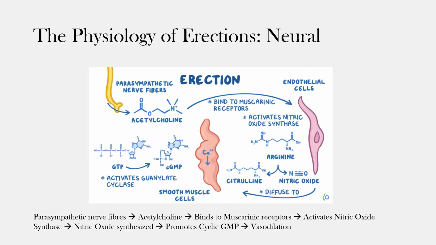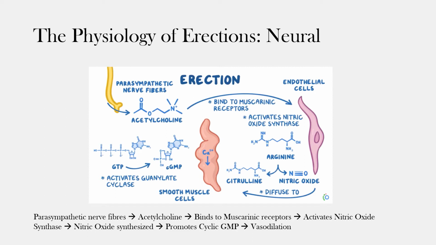So how do these parasympathetic nerves cause vasodilation? This is a good image that explains it. We'll start at the top left. You see parasympathetic nerve fibers. Those release acetylcholine. Acetylcholine binds to the muscarinic receptors within endothelial cells and activates nitric oxide synthase. This is an enzyme that causes the synthesization, is that a word, of nitric oxide.